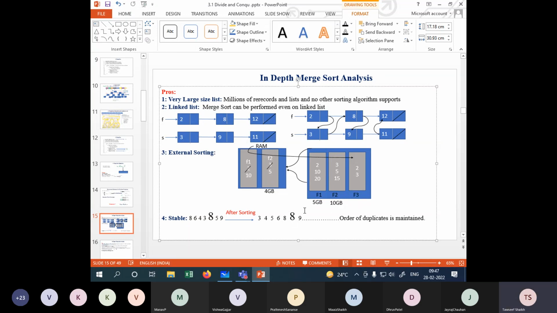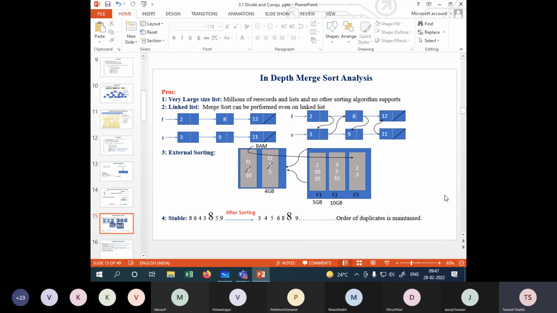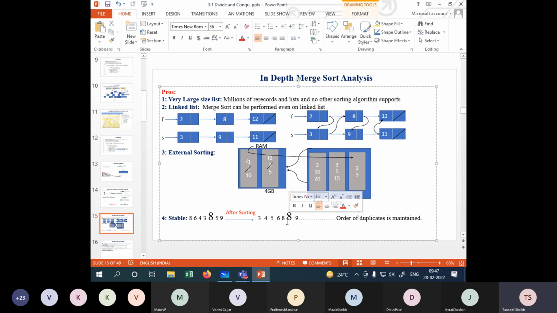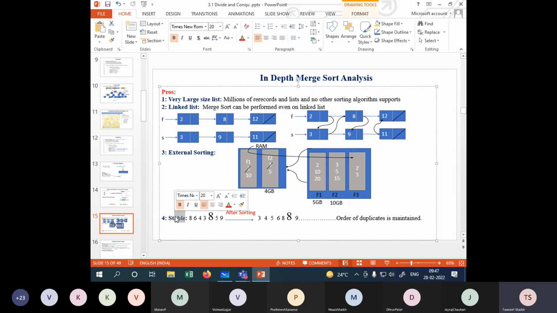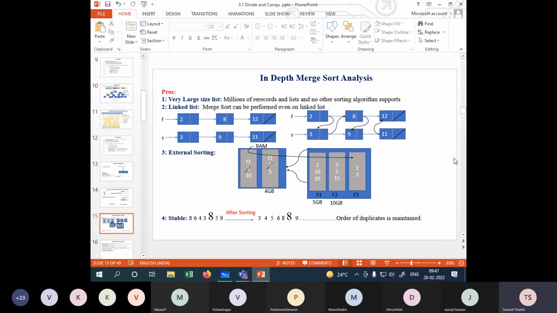In case of these numbers, it won't get justified. What is the benefit? But when you talk about actual data, like the records of bank employees or student records, this type of information, it is very important that this record should come before this one even after sorting. So when the order of duplicates is maintained, such an algorithm is known as stable. It follows the stability property.